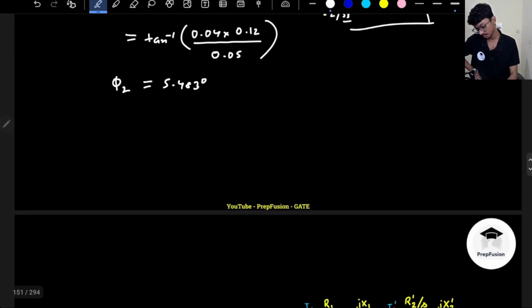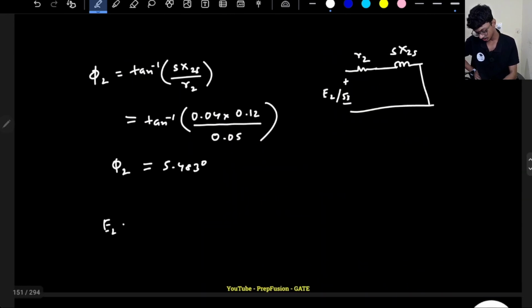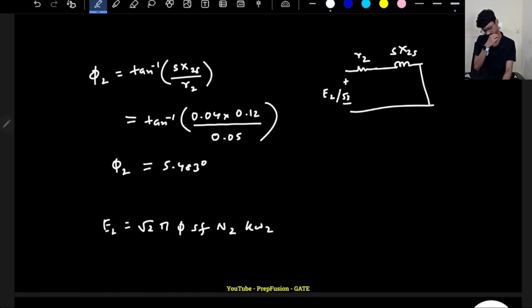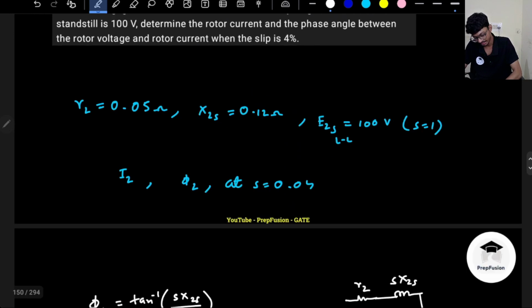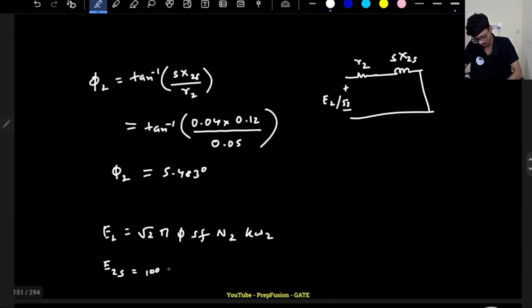Now what is E2 actually? If you remember properly, what was my E2 formula? E2 formula was 4.44 into S into F into N2, and the winding factor also. These are the 5 things: 1, 2, 3, 4, 5. So they have given me the standstill voltage, E2S, which is when S equals 1. They have given me this as 100 volts, when S is equal to 1.